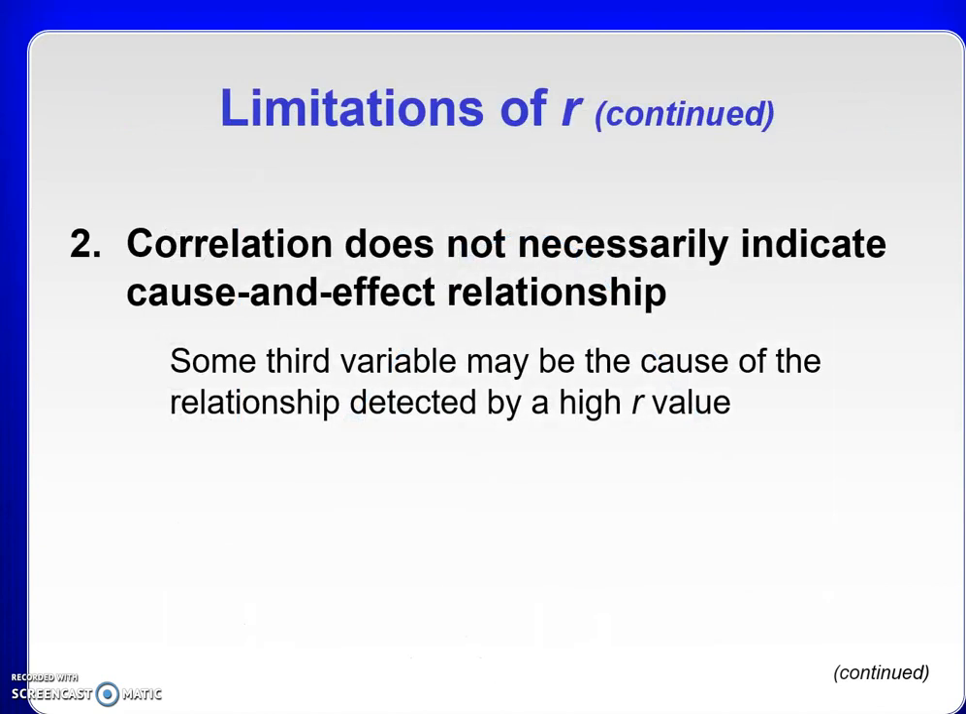Another limitation is that correlation does not necessarily indicate a cause-effect relationship. We need to remember that. It just shows that there is a relationship, but there may be another variable that may cause the relationship to be high, or for that r value to be high. So you cannot say from a correlation study that it creates a cause-effect relationship, only that there is a relationship.